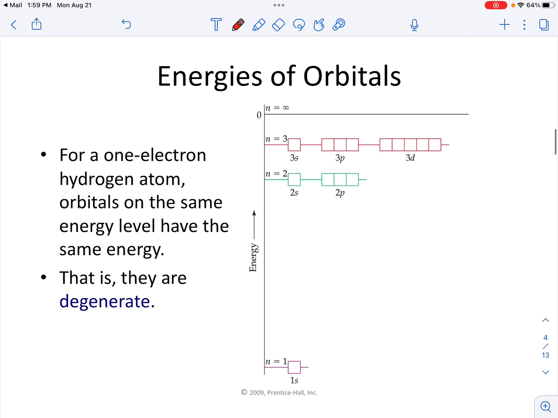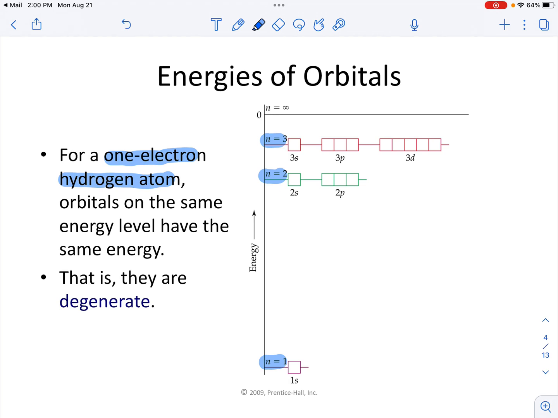So this is a simple energy diagram for the orbitals in a one electron system. What you can see here is all that's dictating the energy of each set of orbitals is whatever the n value is, whatever that number is out front. This is what things look like for a one electron atom, typically something like a hydrogen atom in terms of the energy levels that we observe.